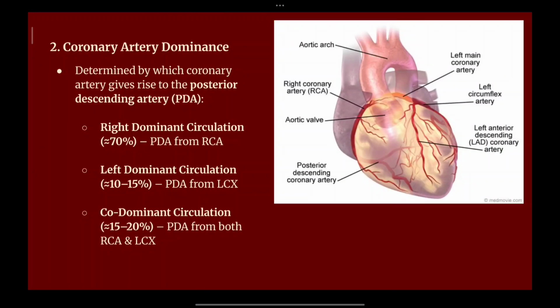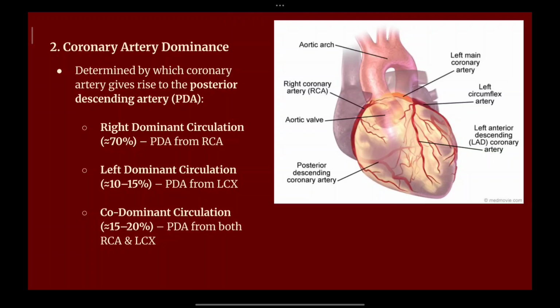So in the right dominant circulation, approximately 70% is handled by this posterior descending artery. Then we have 10 to 15% of left dominant circulation handled by the posterior descending artery, and a co-dominant circulation, which is handled by the right coronary artery and the left circumflex, is approximately 15 to 20%. So it is the percentage of how much blood is being circulated to the different regions of the heart.